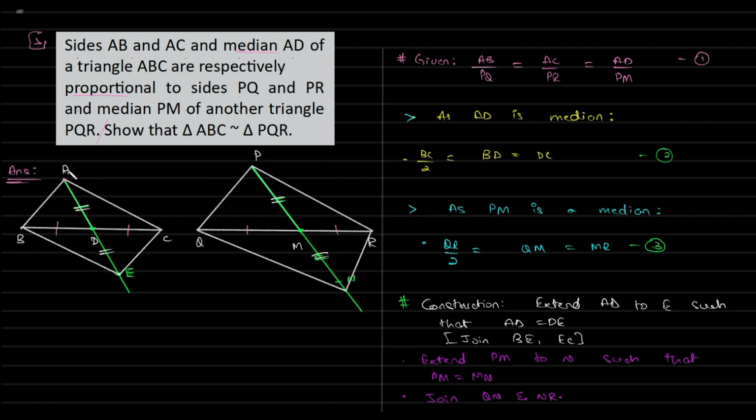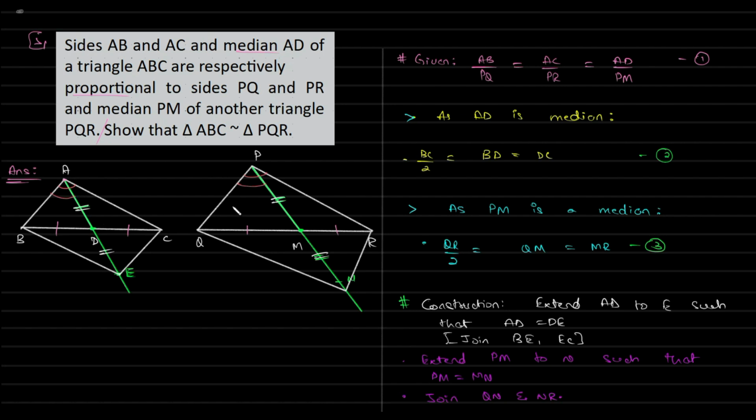So we already have AB by PQ is equal to AC by PR. So all I have to do is either prove BC by QR is equal to all of these ratios, or if not, I just have to prove the included angle, that is this, is equal to this. If I prove that those two angles are equal, I'm done. So how am I doing that is, I'm trying to prove that angle BAE is equal to QPN. Okay, I'm trying to prove this angle is equal to this angle.